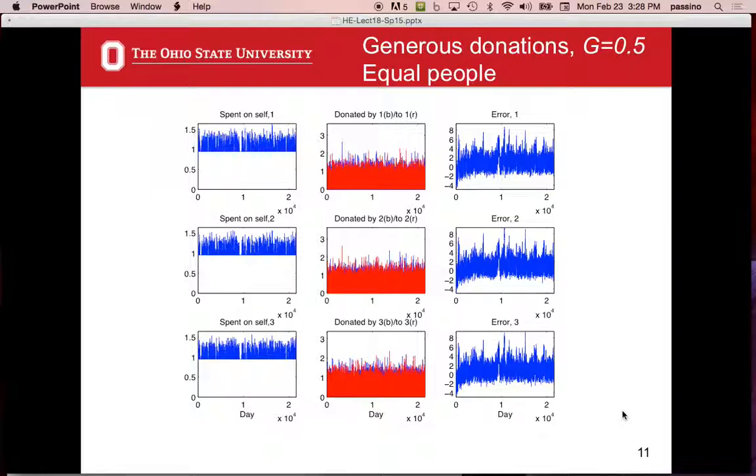No, there's no extra money being put in the system. No, but like, say if instead of giving away 0.5 of what I have, I'm giving away 0.25, then I'm saving something for myself, right? Yeah, but nobody's donating as much to you either, though.